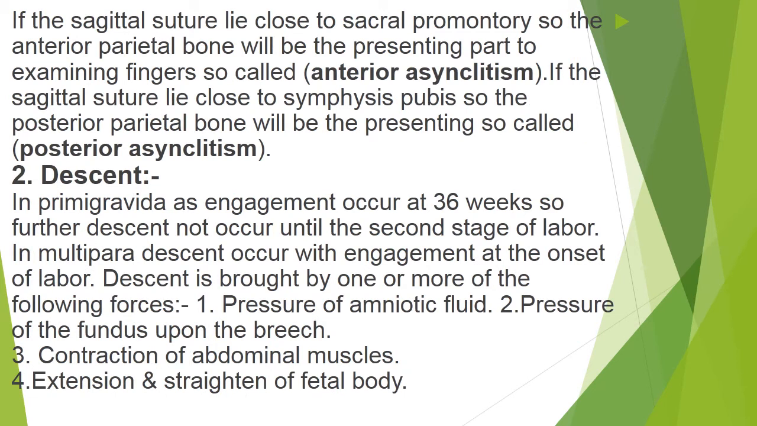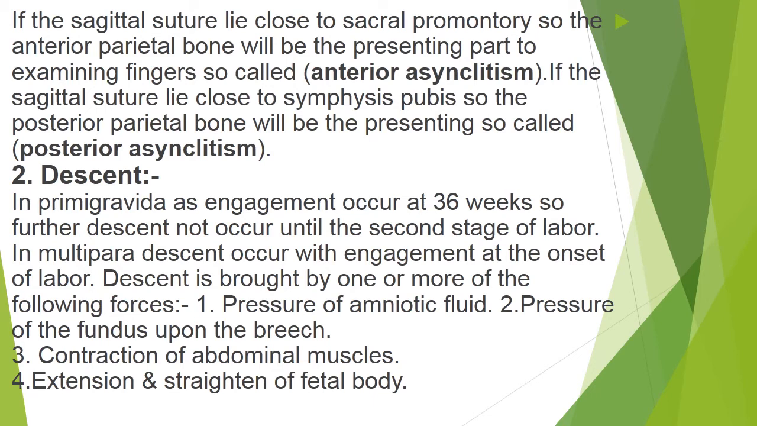If the sagittal suture lies close to the sacral promontory posteriorly, then the anterior parietal bone will be the presenting part to the examining fingers in the vagina, and this is called anterior asynclitism. If the sagittal suture lies close to the symphysis pubis, then the posterior parietal bone will be the presenting part by vaginal exam, and this is called posterior asynclitism.